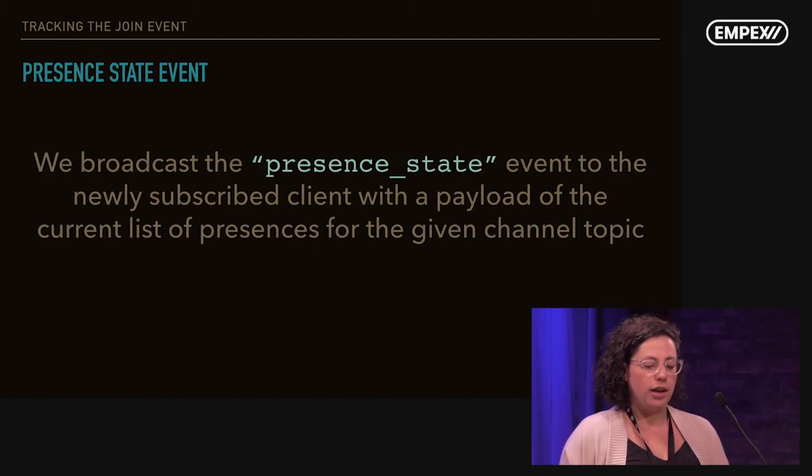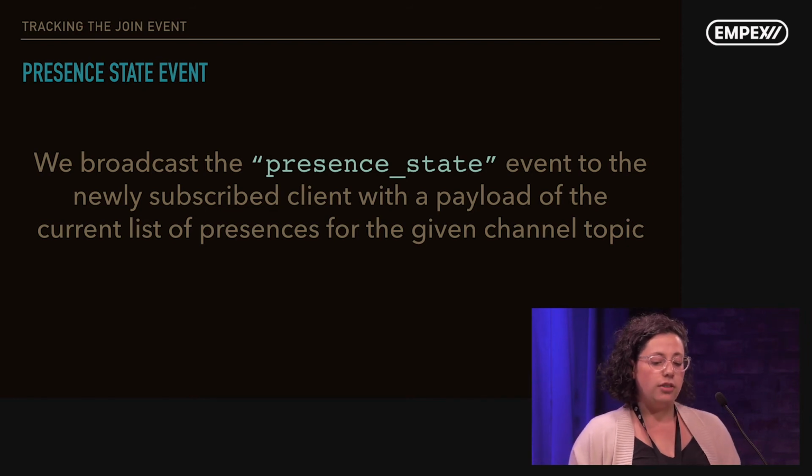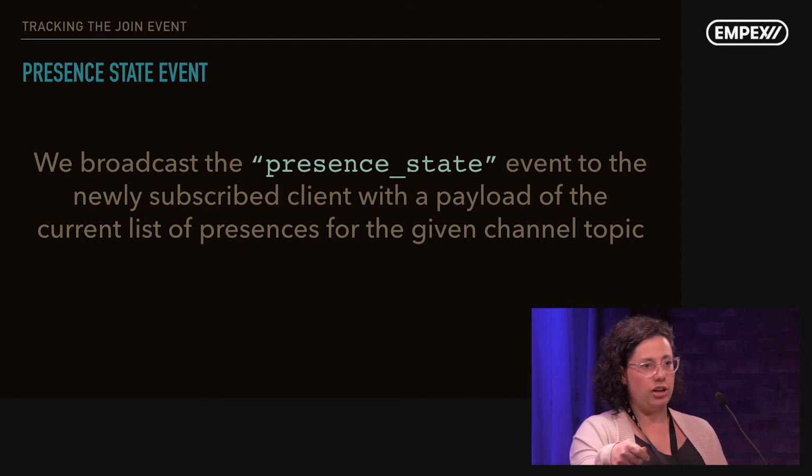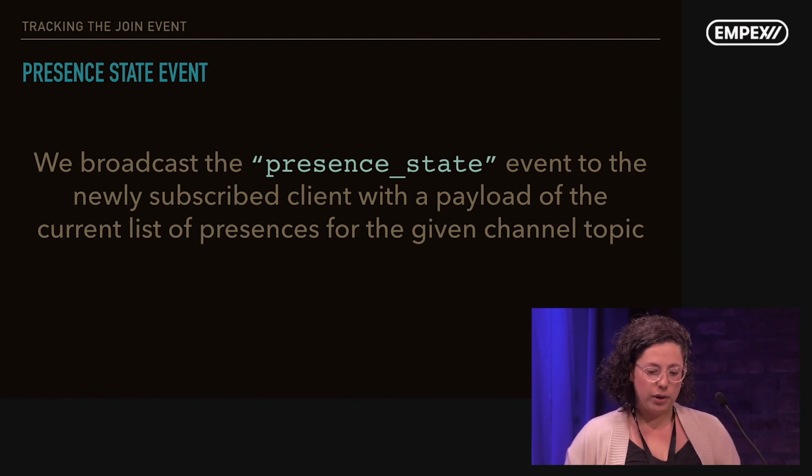So we're going to broadcast something called a presence state event to the newly subscribed client, the person that initiated the join event, the person that just joined the chat room. And we're going to send that with a payload of the current list of presences for the given channel topic with the help of Phoenix Presence.